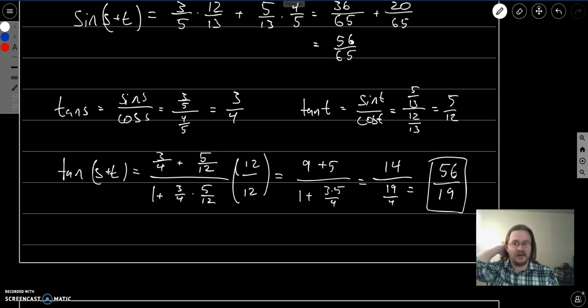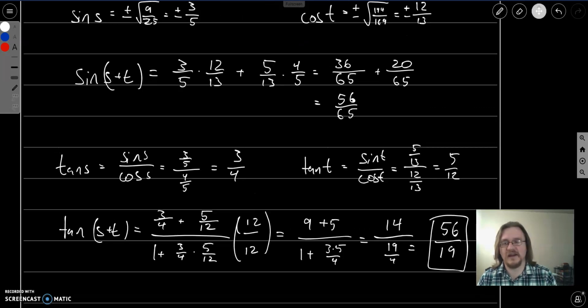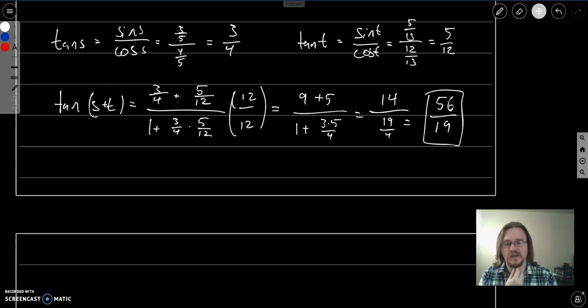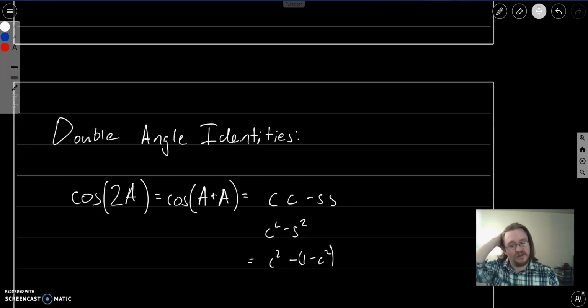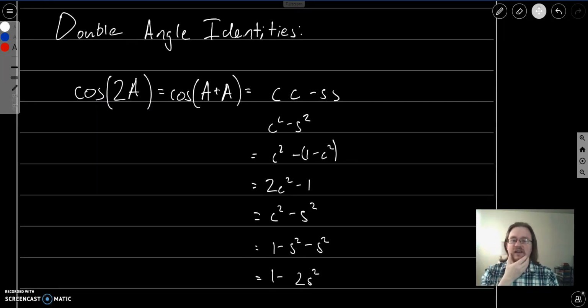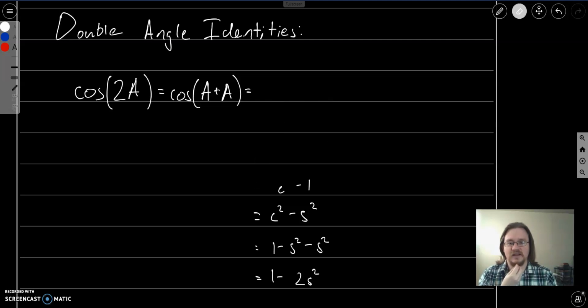So a lot of going on here. Most of it is just simplification using algebra. A little bit is finding the correct formula to use from trig. So the very last thing that we'll do is talk about some double angle identities. Doing some scratch work beforehand.